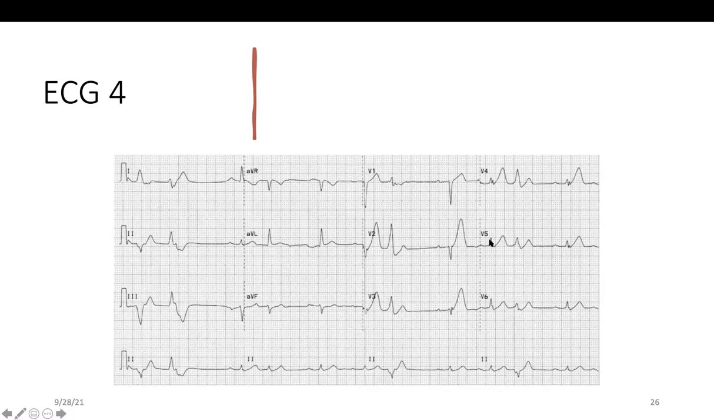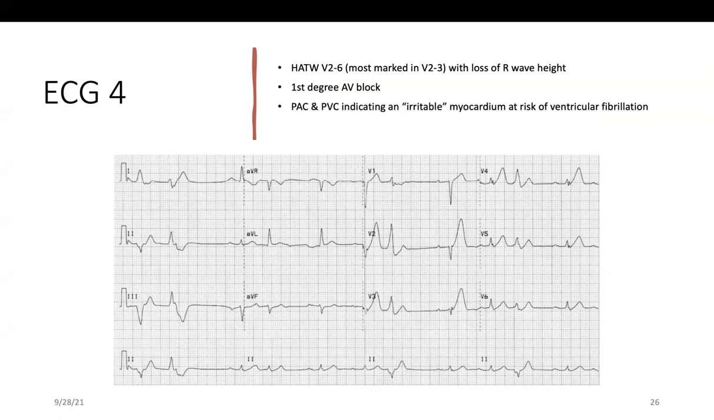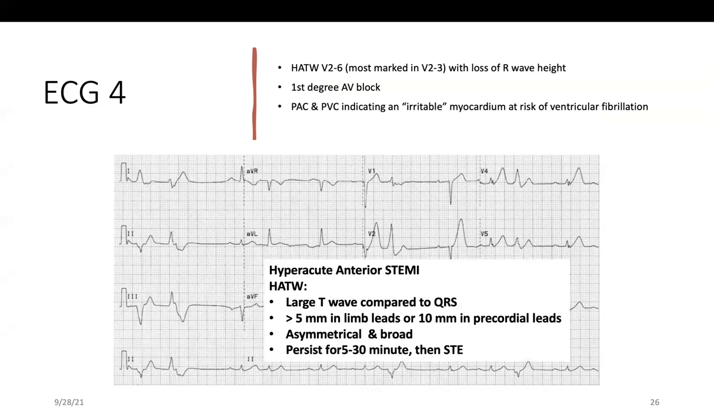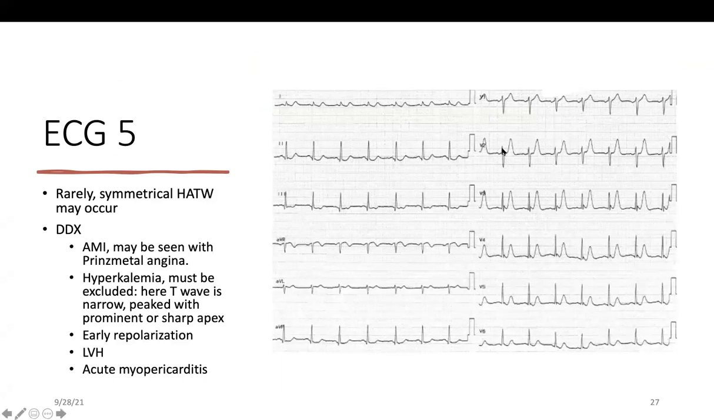Look at the T wave in V5 in relation to the R wave. It's almost as big or more than the R wave. It's not an absolute number. It's in relation to the R wave. And again, you find that there's hyperacute T wave here. And there's also PVCs and PACs. This indicates that the myocardium is irritated and there's a high risk of arrhythmia. Usually the hyperacute T wave persists for 5 minutes to 30 minutes maximum, then it proceeds to ST elevation.